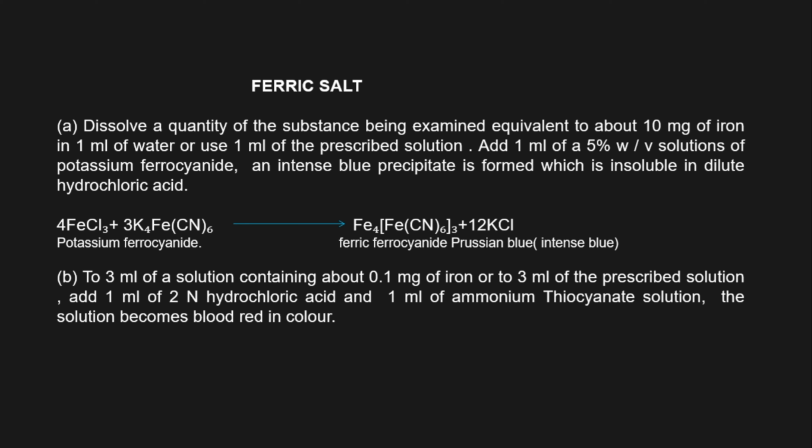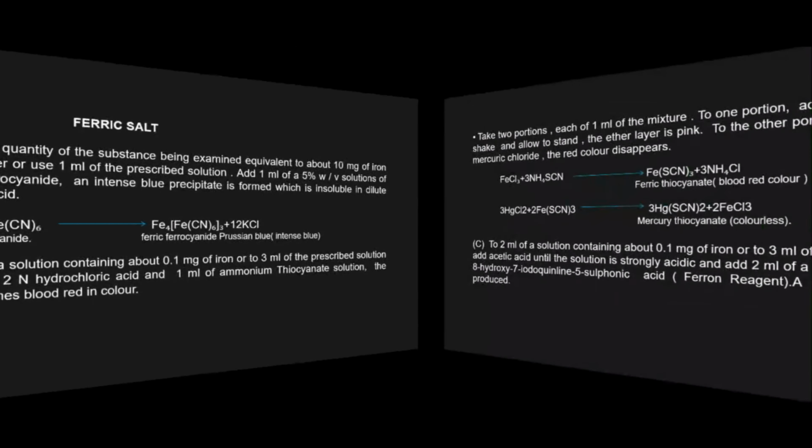Here, ferric chloride reacts with potassium ferrocyanide to form ferric ferrocyanide, which yields intense blue color. The second method of identification of ferric ion is to take 3 ml of a solution containing about 0.1 mg of iron, or 3 ml of the prescribed solution, and add 1 ml of 2-normal hydrochloric acid and 1 ml of ammonium thiocyanate solution. The solution becomes blood red in color.